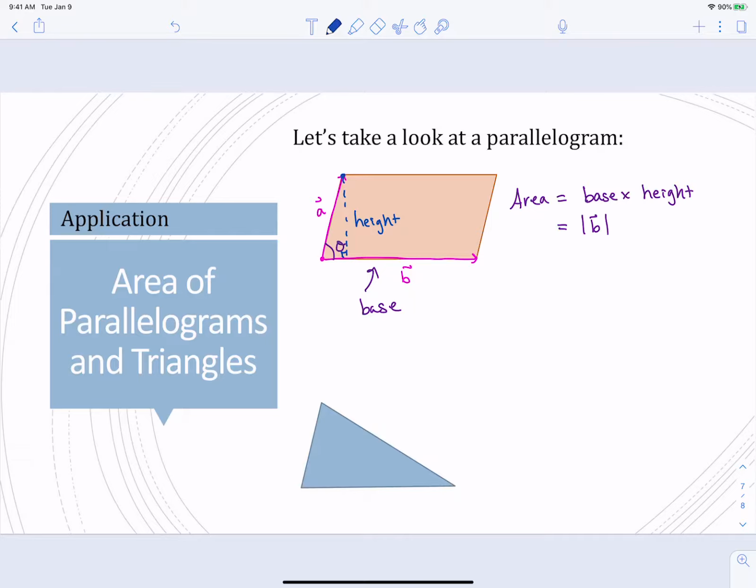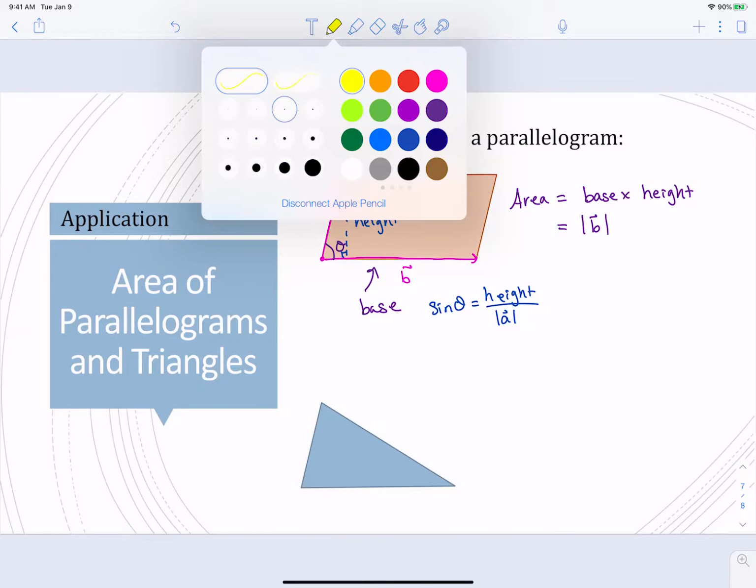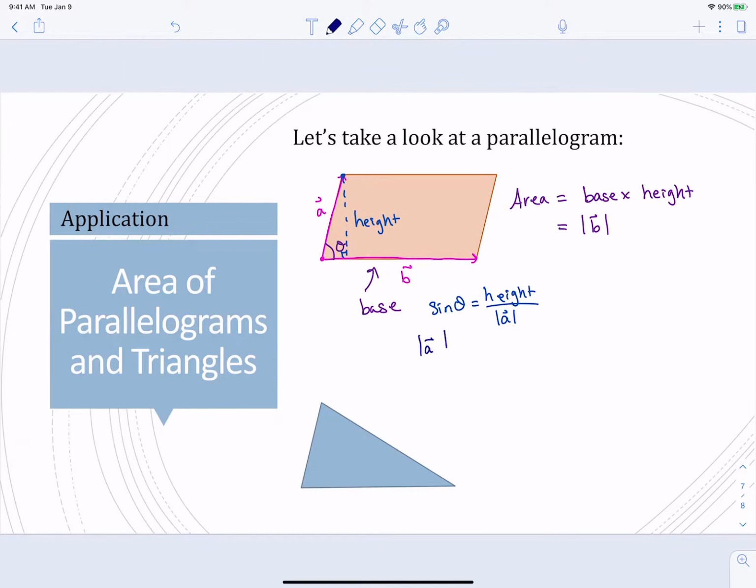How long is that? Well, that angle there, theta, that's the angle between our two vectors. And if we think about our trigonometry, sine of theta is the opposite side over our hypotenuse. And in that little triangle that we have there, the hypotenuse, the length of that is the length of vector A. So we can solve for our height. We can multiply both sides by that magnitude, sine of theta, and that's equal to our height. And then we can put that right here. That is the magnitude of A times the sine of theta.